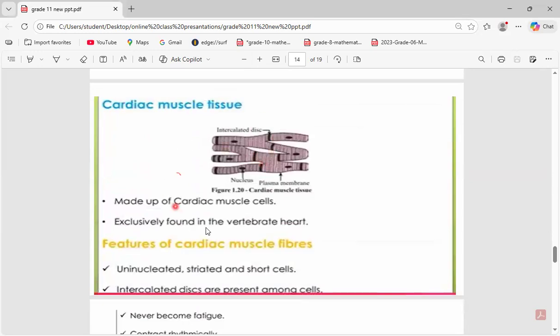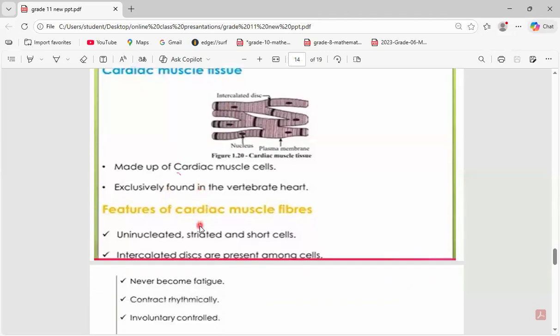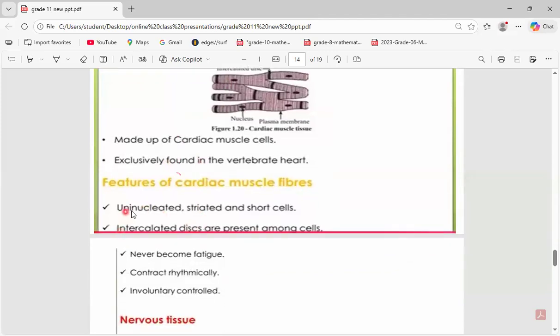The last one of the muscle tissues is cardiac muscle tissue. Right? See, the cardiac muscle cells are made up, and exclusively found in the vertebrate heart. Vertebrate means with a backbone, the vertebrate heart has this kind of muscle tissue. The main features are uninuclear, that means it has only one nucleus, right? And straight and short cells.